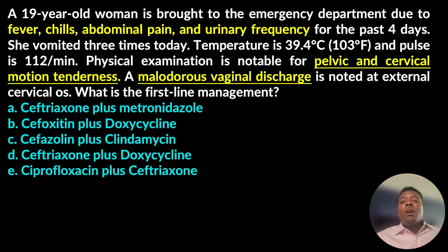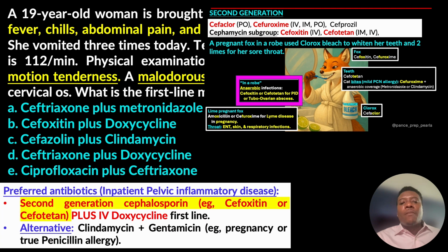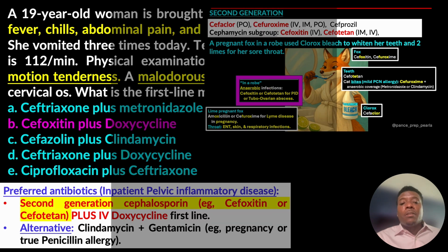In this case here, young female, fever, chills, abdominal pain, pelvic motion tenderness, vaginal discharge. You worry about pelvic inflammatory disease. Remember that for pelvic infections, especially treated as an inpatient, since she's vomiting and has a high fever, we're going to use a 2nd generation cephalosporin, such as cefotetan or cefoxitin, plus doxycycline to cover for chlamydia.